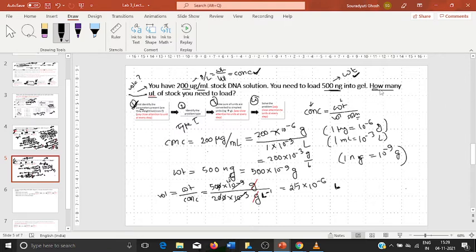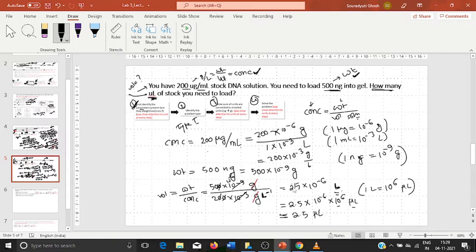If you stop the problem right here, you'd get a partially correct answer, because you need to calculate how many microliter of the stock you need to load. This answer is in liter, so you need to convert it into microliter. 1 liter is 10 to the power 6 microliter, so 2.5 into 10 to the power minus 6 into 10 to the power 6 microliter. They cancel each other, and you get 2.5 microliter. That's how we do the stepwise solution of this problem.